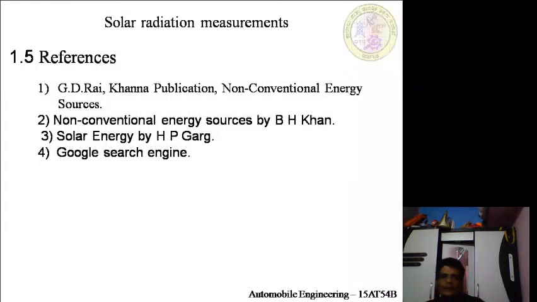The references we are using are Non-Conventional Energy Sources by G.D. Rai, Non-Conventional Energy Sources by B.H. Khan, Solar Energy by H.P. Garg, and some Google search.